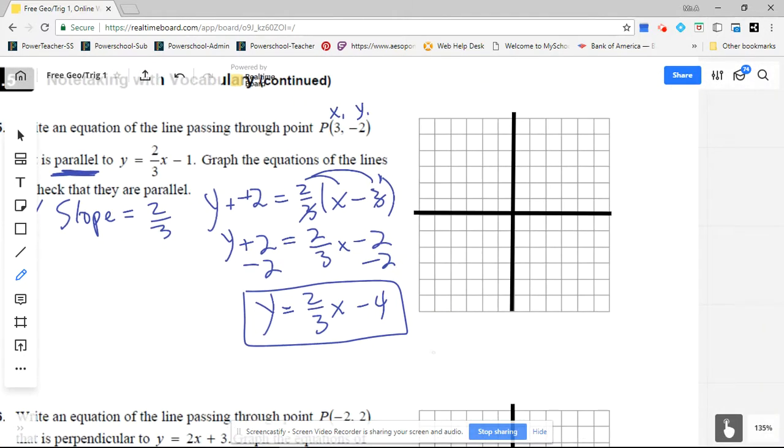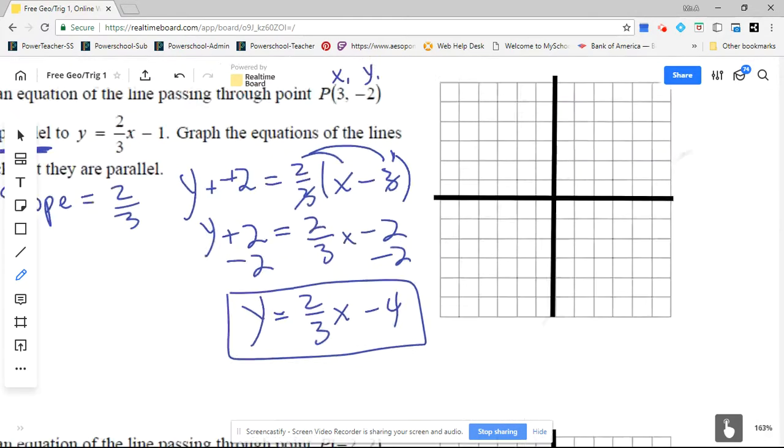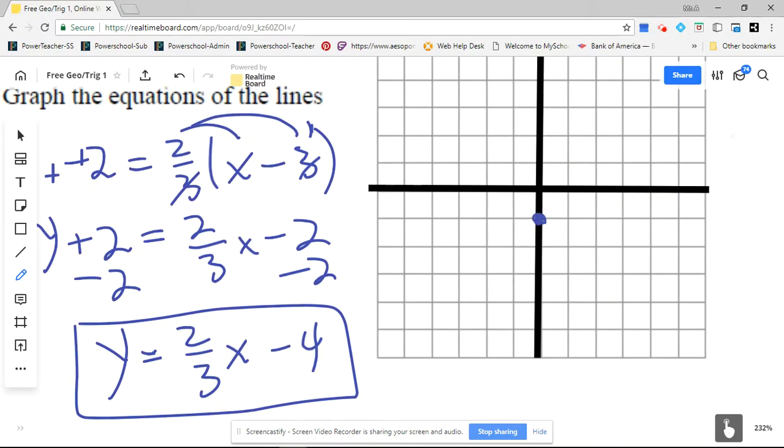Now, it does say they want us to graph, though, so your little ID card might come in handy if you want to draw straight lines. I would use your ID card to do straight lines. Mine aren't going to be that straight, sorry. But I'll draw my original graph first, which was the negative 1 here, and then up 2 and over 3. Up 2 and over 3. And I'm just going to draw that in carefully. That's one line right there.